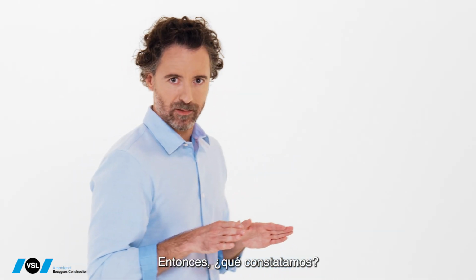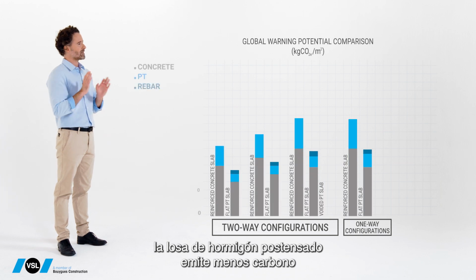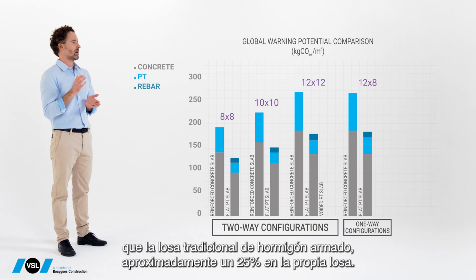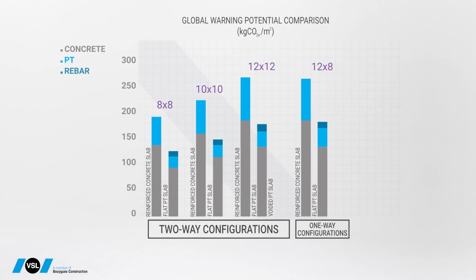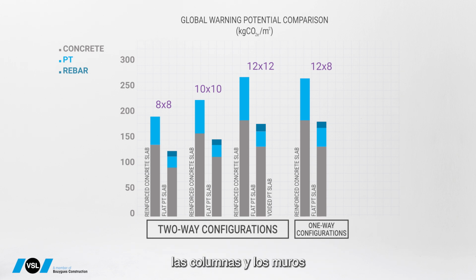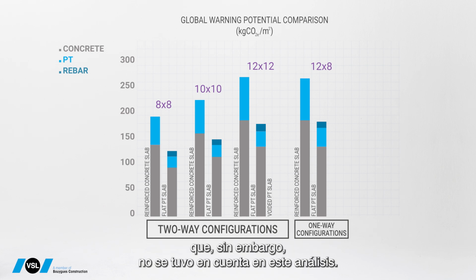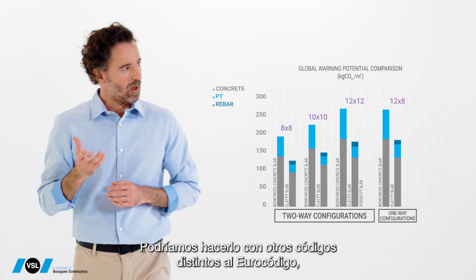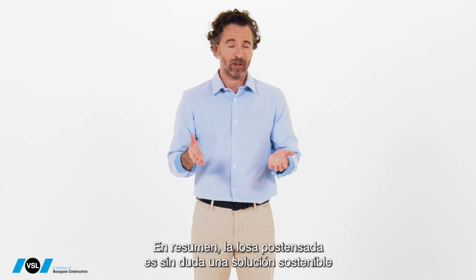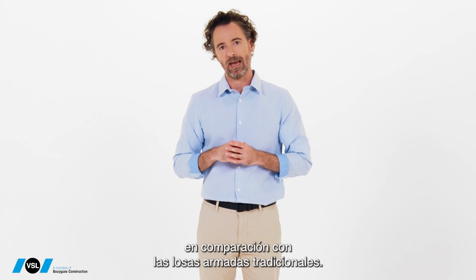So what can we notice? First observation. The post-tension concrete slab option is less carbon emitting than the traditional reinforced concrete slab by about 25% in the slab itself. This self-weight reduction allows for an optimization of foundations, columns, and walls, and brings an extra reduction in carbon footprint, yet not considered in this analysis. It might be done with other codes than the Eurocode, but in any case, there's always a gain. In a nutshell, PT slab is definitely a sustainable solution compared to traditional reinforced slab.